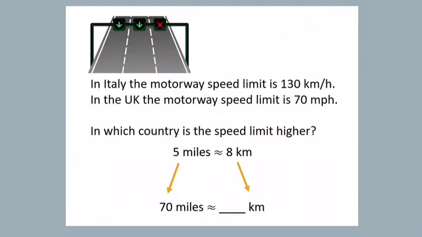We also can use our knowledge in problem solving. So if we know 5 miles, we can multiply by 14 to get 70 miles, because 14 times 5 is 70. And if we do that to find out what 5 miles will become to get to 70, we can do the same to find the conversion. So 8 kilometres times 14 will tell us how many kilometres is equivalent to 70 miles. So if we look carefully at this, we can see 14 times 8 will be 112.